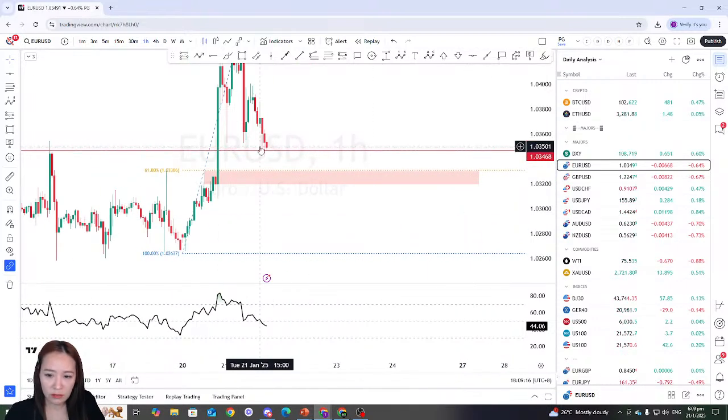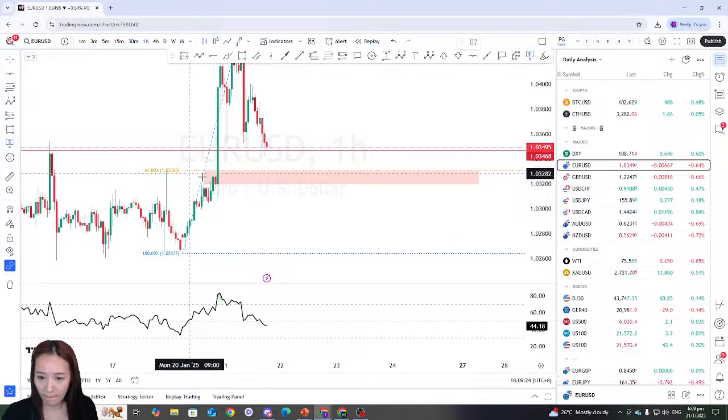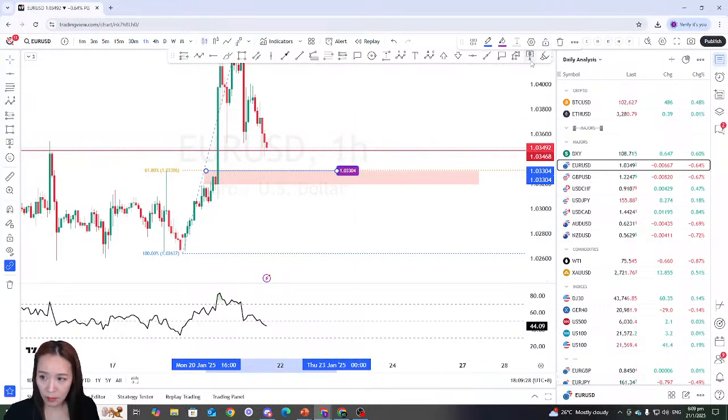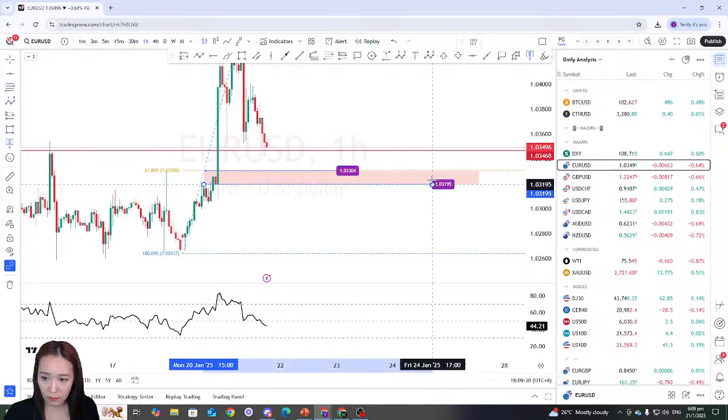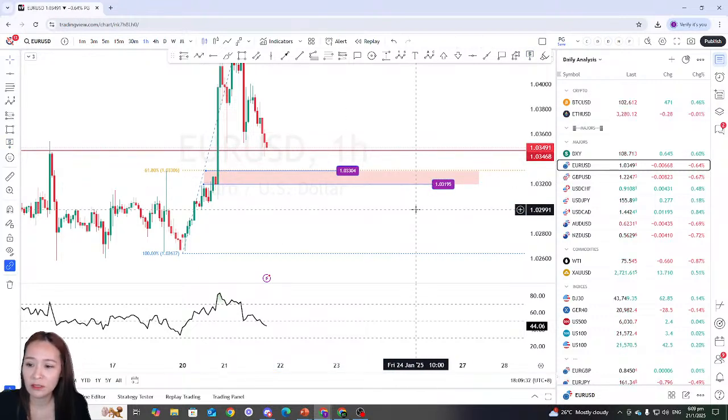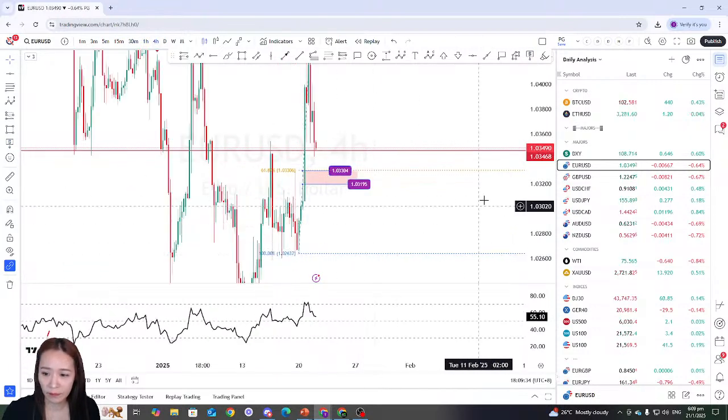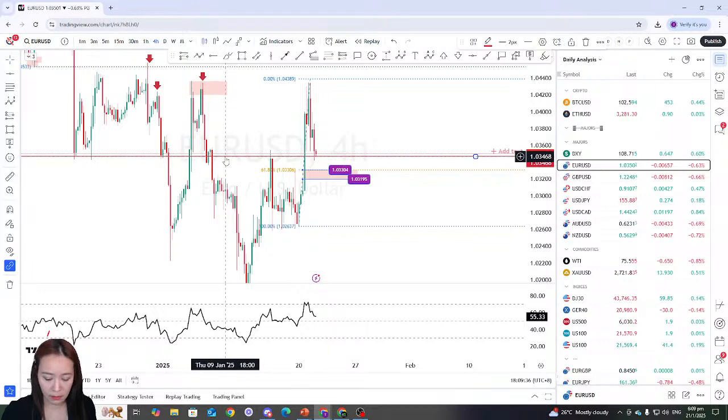You can see the rejection, but price is going to come here, and you can see the imbalance here. That's where I'm waiting, at this zone, close to the 61.8 Fibonacci level. This is going to be the level here for the EU.